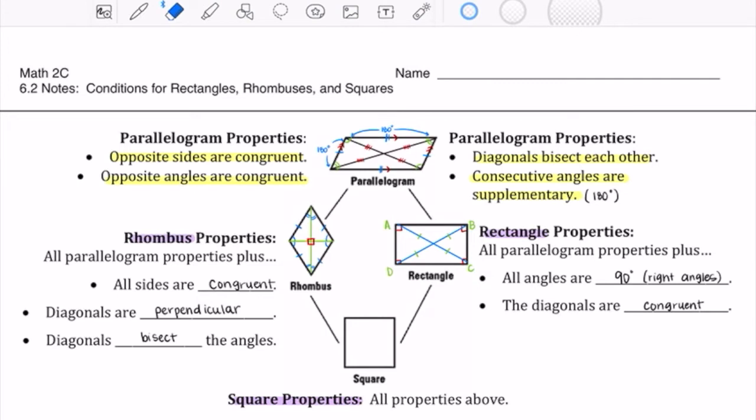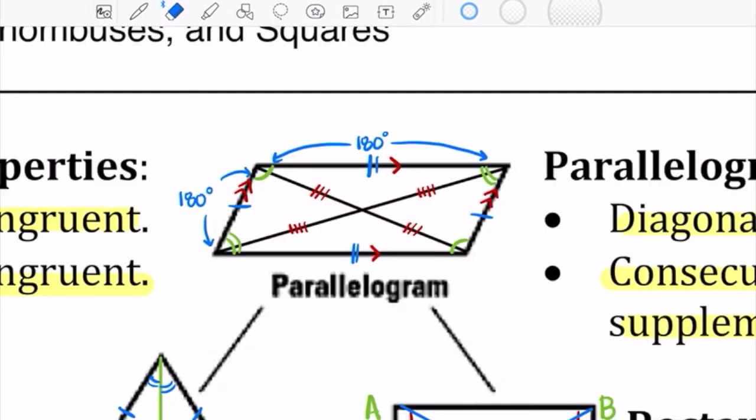A reminder from yesterday, parallelograms have 4 properties in addition to the definition of parallelograms, and so those are highlighted here in yellow. Remember, in a parallelogram, both pairs of opposite sides are parallel, but then in addition to that, the opposite sides are congruent, the opposite angles are congruent, the diagonals bisect each other, and the consecutive angles are supplementary. They add up to 180 degrees. And this picture here on the notes has all of those congruence markings indicated on the picture.